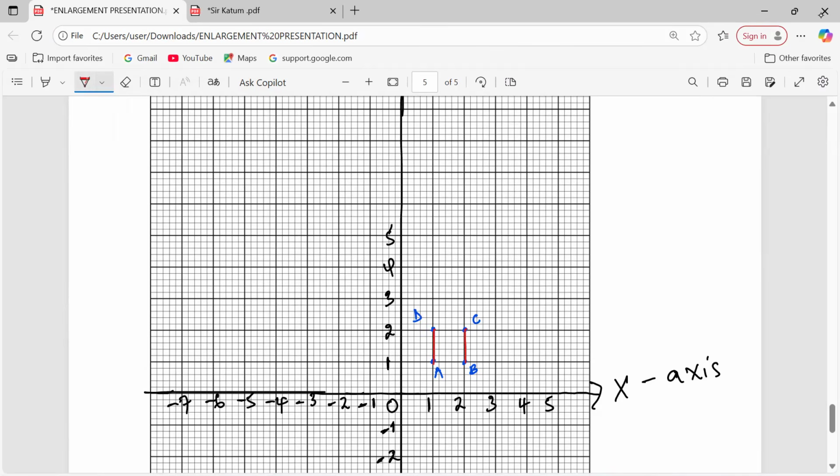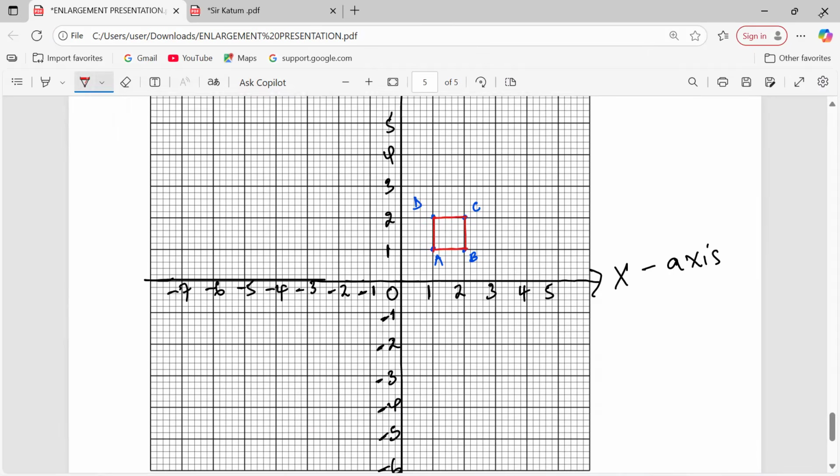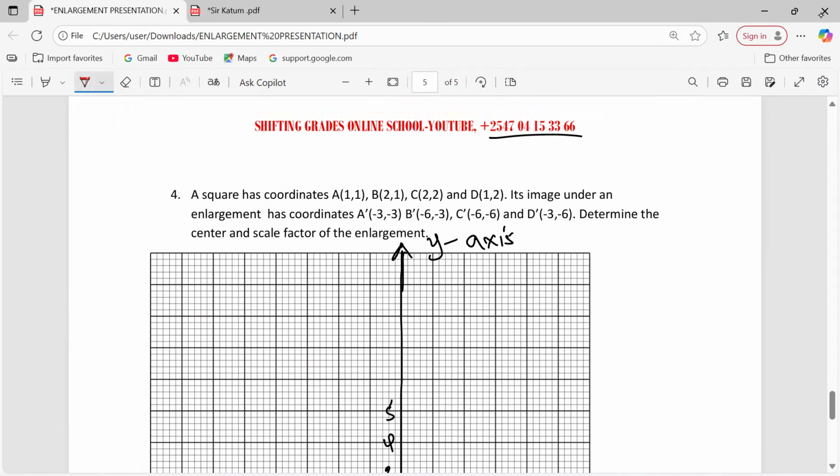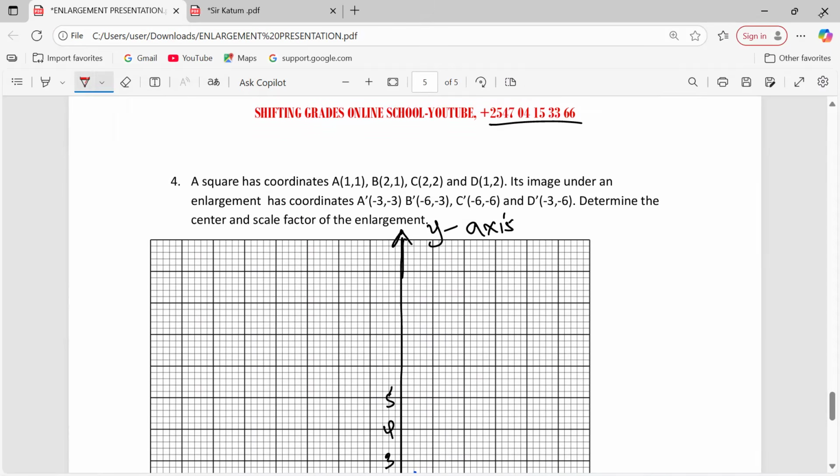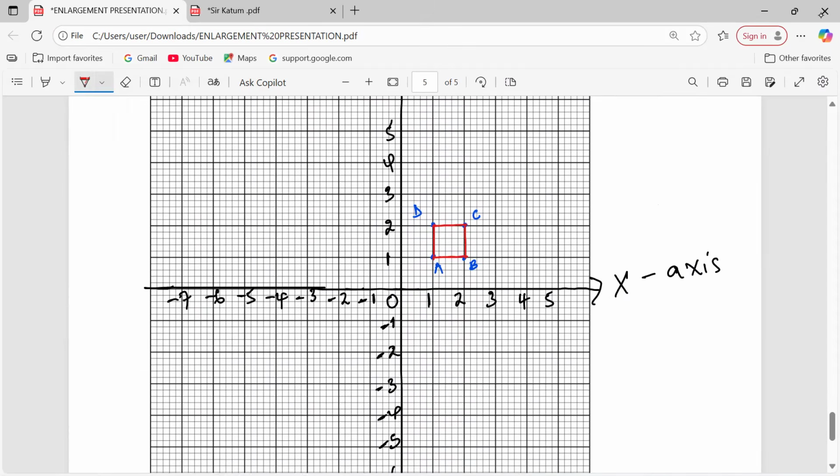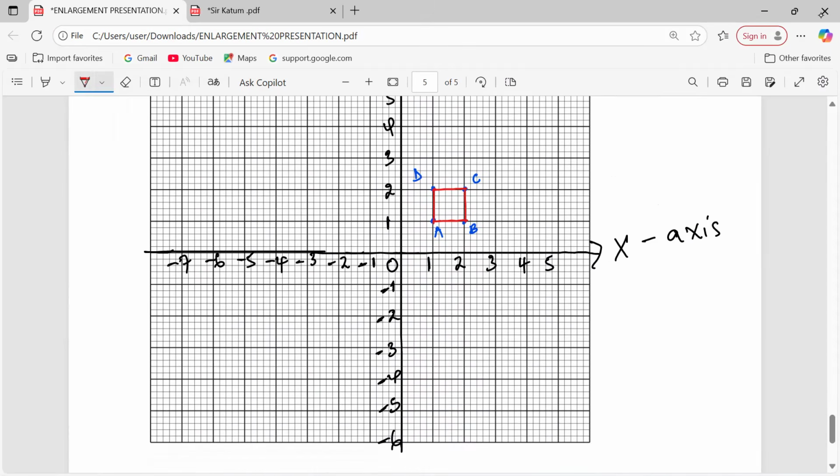We are told that now this particular square, which has been plotted so well, gets enlarged. And after enlargement, we are given the coordinates. So let's check the coordinate of this other square now. -3, -3. So we go to the negatives. -3, -3 shall be this one. We get our A prime at that point, the image of A.